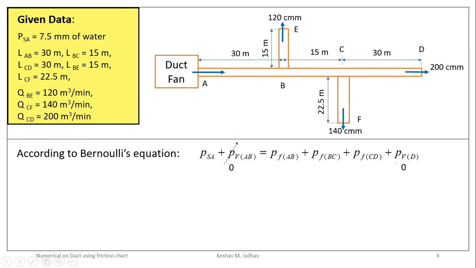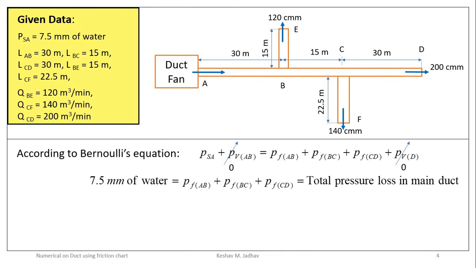Therefore, velocity pressure we can neglect, and we can rewrite this equation as: PSA, that is static pressure at point A, which is 7.5 mm of water, is equal to pressure loss due to friction in section AB plus pressure loss due to friction in section BC plus pressure loss due to friction in section CD, which is equal to total pressure loss in the main duct.